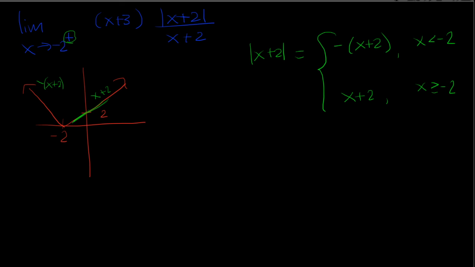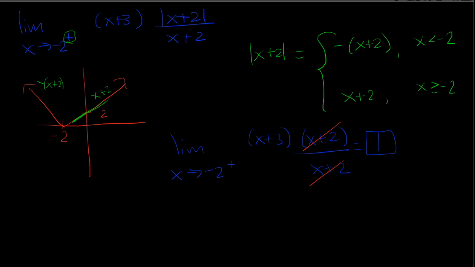So we can rewrite the limit, so we'll have x plus 3 times x plus 2 over x plus 2. Okay, so that would just cancel. And all we have is x plus 3. So the limit as x approaches negative 2 from the right, we'll just plug in negative 2 to get 1. So 1 is the limit there.